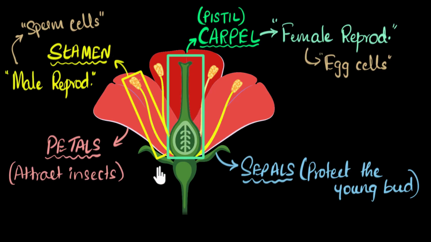But in some cases, we will find they will only contain either the male reproductive part, the stamens, or they will only contain the female reproductive part, the carpels. In such cases, since they contain only one reproductive part, we will call them unisexual flowers. So let's take some examples.